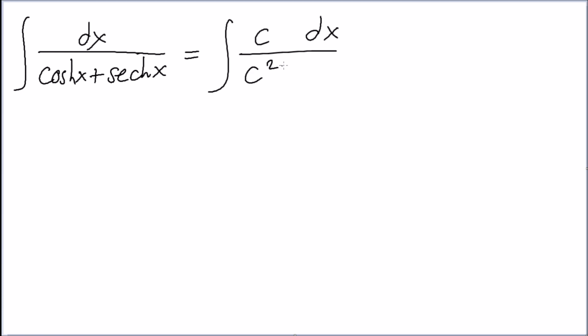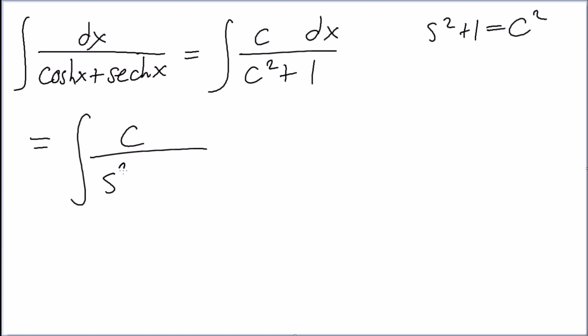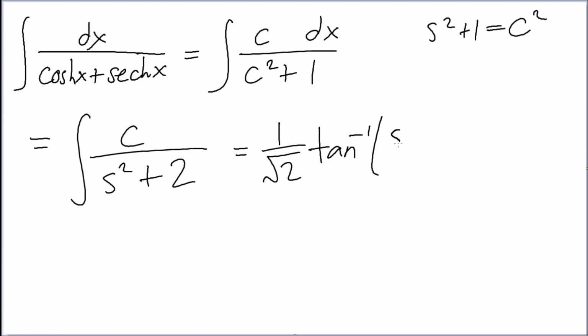sinh square plus 1. And you know sinh square plus 1 is equal to cosh square, so we could substitute that, and this would give us cosh at the top, sinh square plus 2 at the bottom, and then if you u sub sinh of x, I'll just go fast here. This is just 1 over root 2 inverse tangent of sinh of x over root 2.